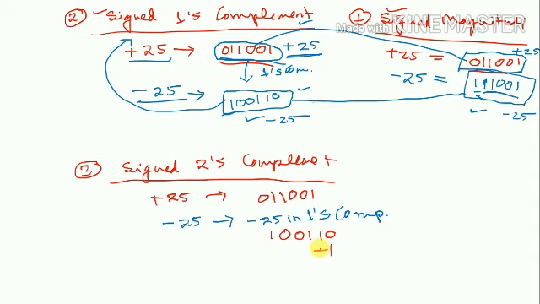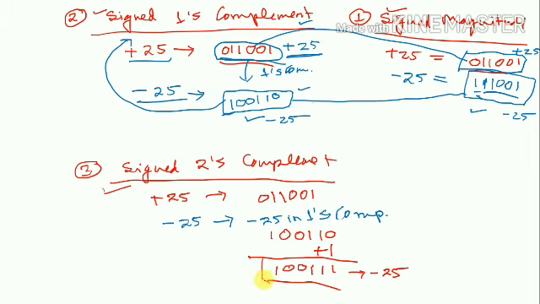Now you will add 1 with this number. Clear? So then it will be 1, 1, 1, 0, 0, 1. So this becomes the minus 25 in sign 2's complement representation.